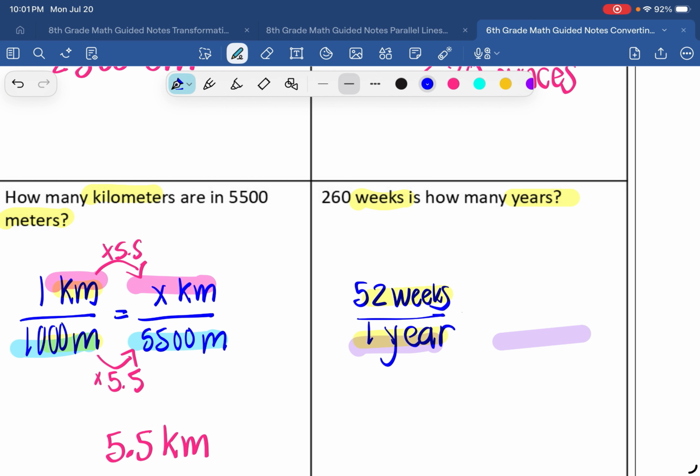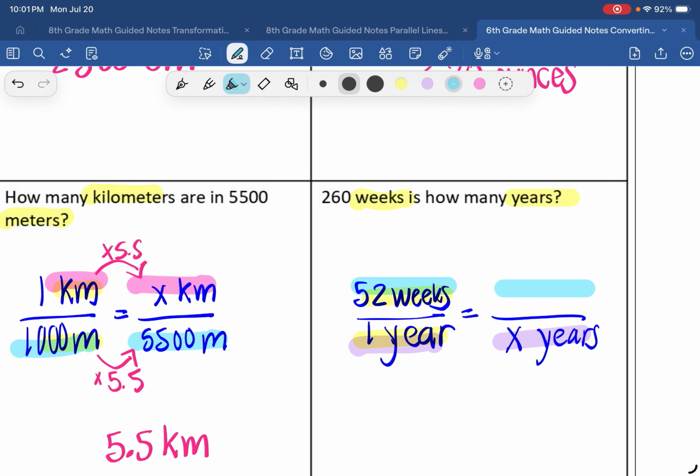And if you put years in the top and weeks in the bottom, that's fine, as long as you put years in the top in the next ratio. You just need to stay consistent. So I don't know how many years, so I'm going to put X, and then weeks will be in my numerator, 52 weeks, and then I have 260 weeks.